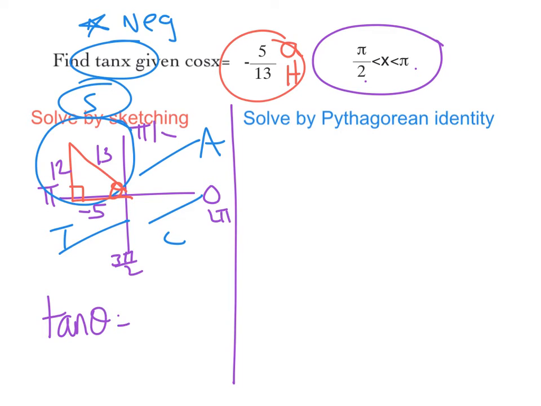Now keep in mind, we already know we want our answer to be negative because of the quadrant we're sitting in, and let's see if it works out that way. I'm going to say that's opposite over adjacent, so SOH CAH TOA. So I'm going to go with a 12 over negative 5.